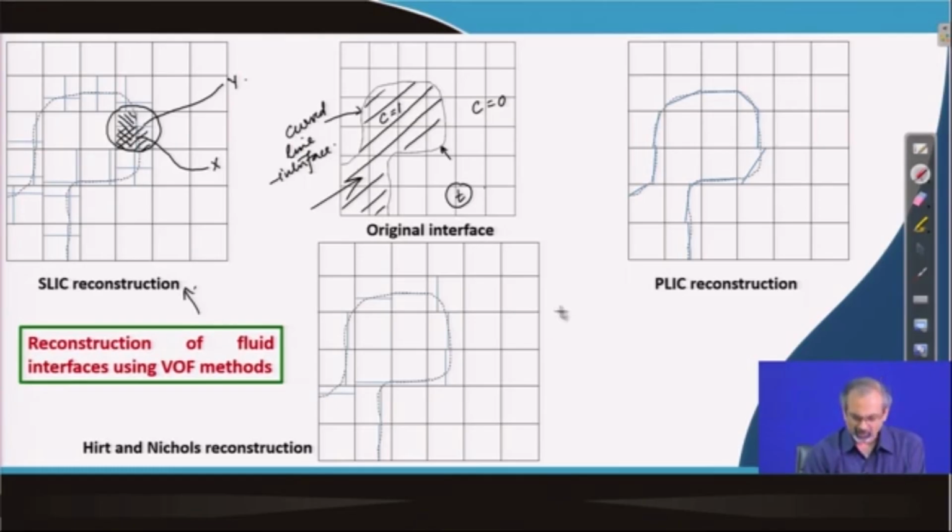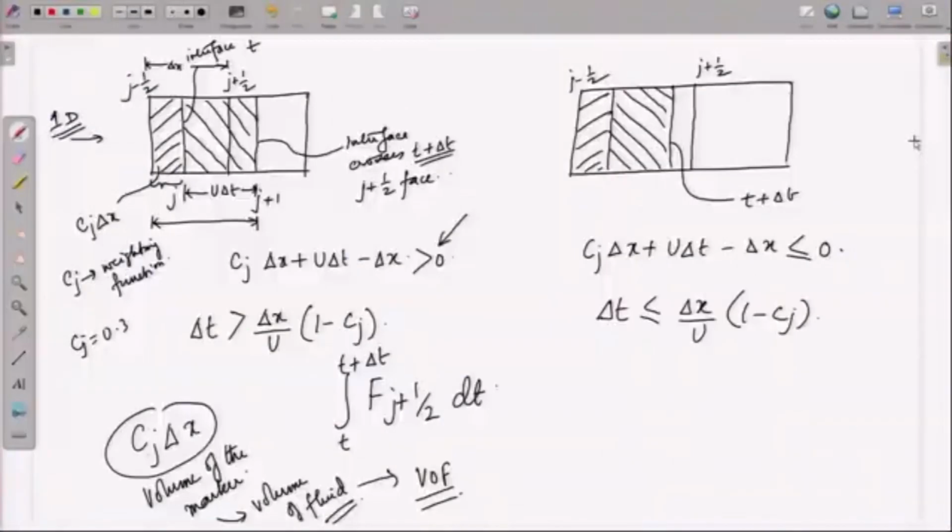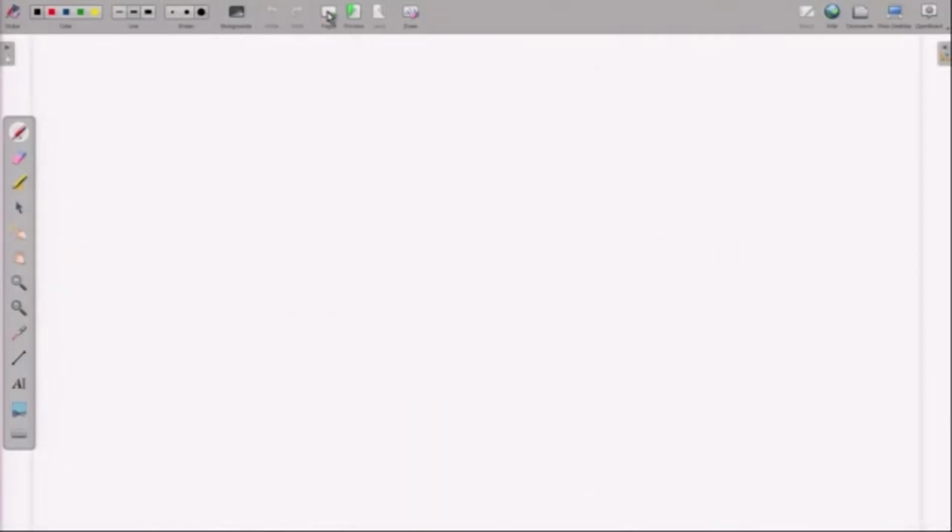Hurt and Nichols somewhat simplified it by choosing only one front, and a still better way of reconstruction was shown by the PLIC scheme, which is piecewise linear. That means these could be slanted fronts or interfaces. Now, there is a little more to this PLIC reconstruction. So, let us proceed with a little bit of discussion on that front.